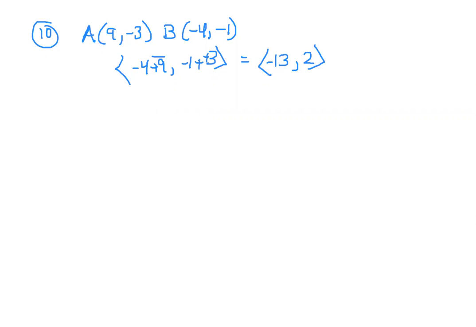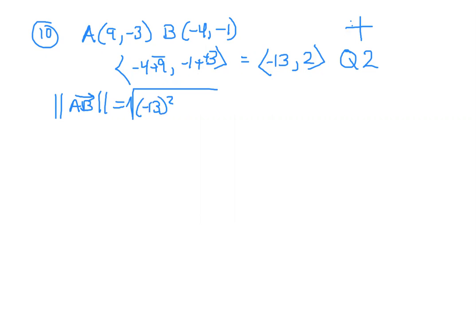What quadrant is this in? (-13, 2). This is in quadrant 2. So we're going to have to add 180 to whatever we get from our calculator. Let's start with the magnitude. It equals the square root of -13 squared plus 2 squared, which equals the square root of 173, which is approximately 13.15.